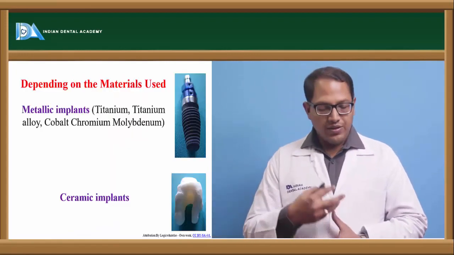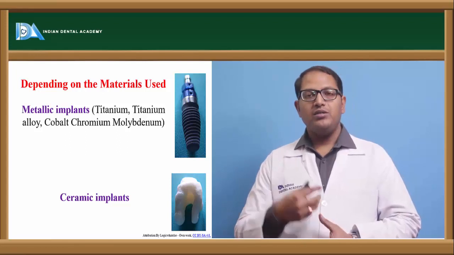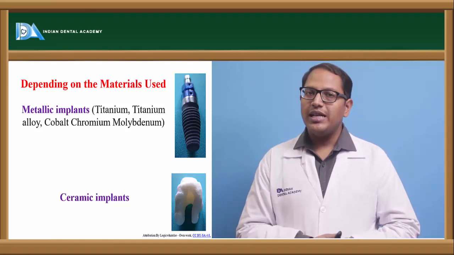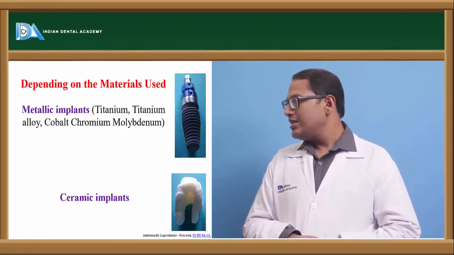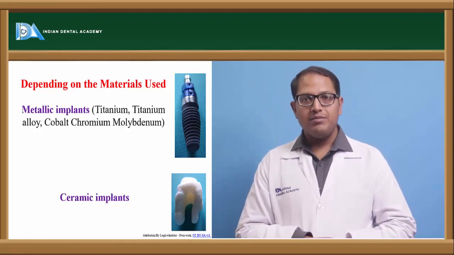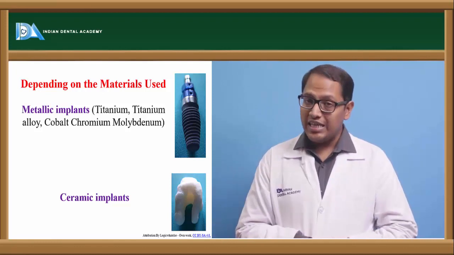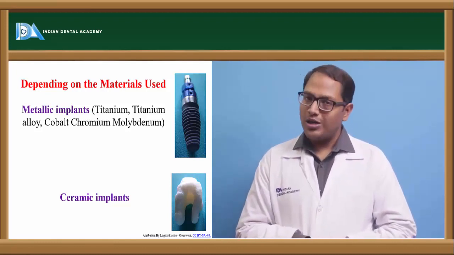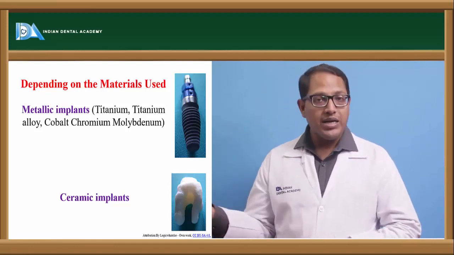Now, based on the different materials that we have, implants can also be classified. So what are the different classifications based on the material? It can be metallic implants. Metallic implants can be made of titanium, cobalt chromium, or molybdenum. It can also be ceramic implants.